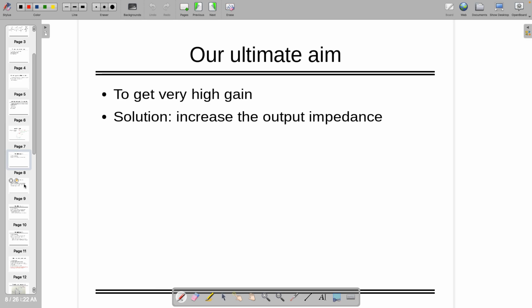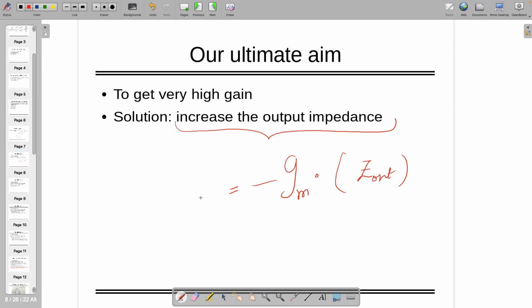So what you can do is increase the output impedance to achieve very high gain. Increasing output impedance is what we were doing. So Gm times output impedance is what the gain generally came to for the common source amplifier. So how do we increase the output impedance?